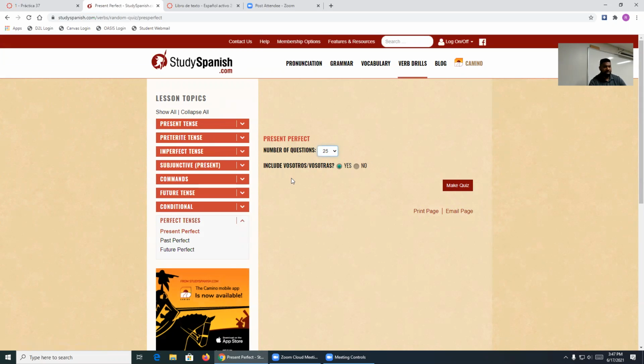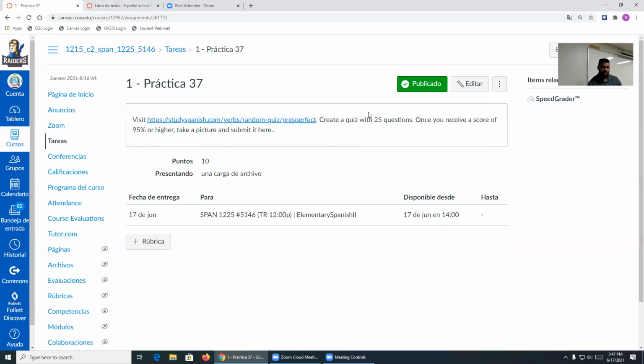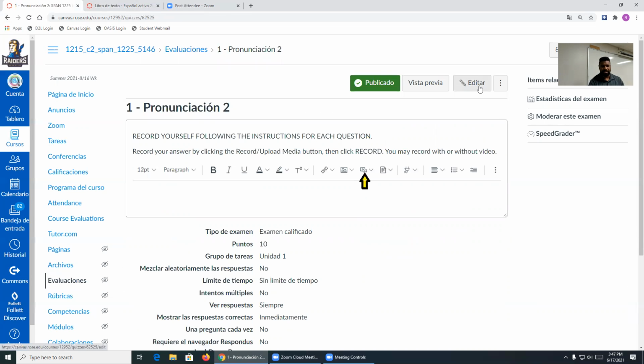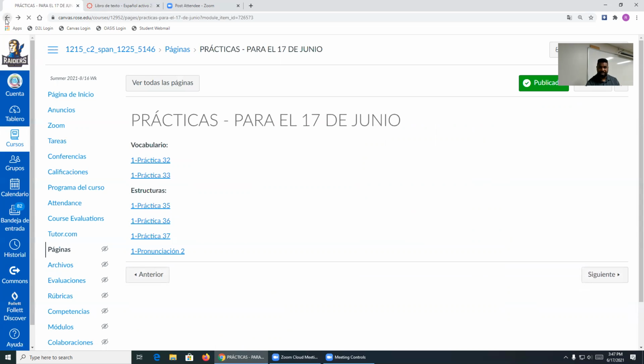I recommend including vosotros y vosotras because those conjugations are important too. And finalmente, pronunciación. This is to help you separate vowel sounds. En español, cada vocal tiene sonido. Every vowel has a sound. So you want to practice doing that and repeat the words that you see on the recording as best you possibly can. So that's the prácticas para el 17 de junio.